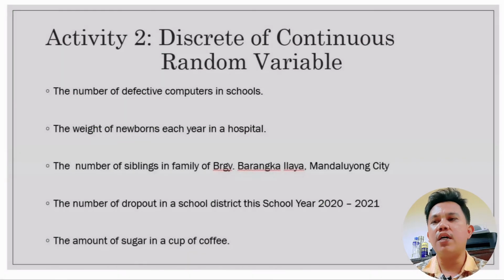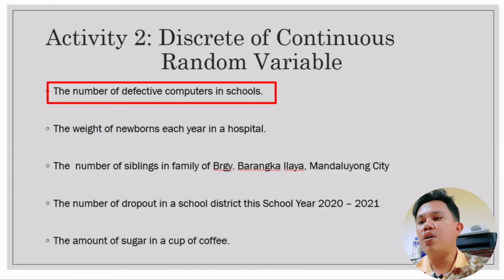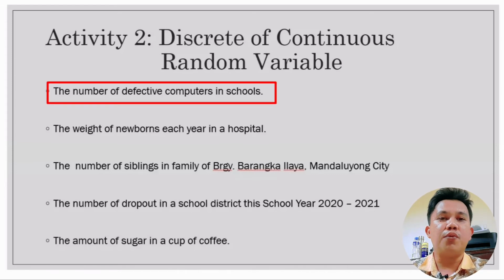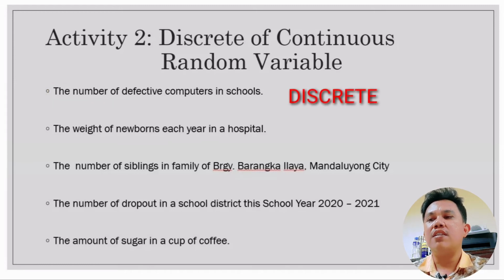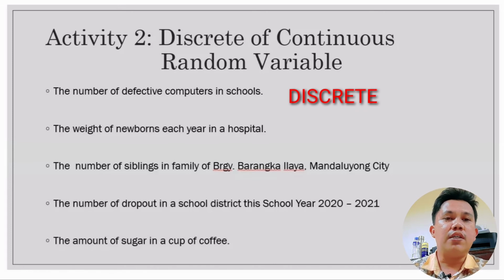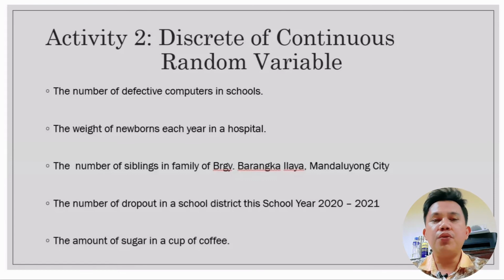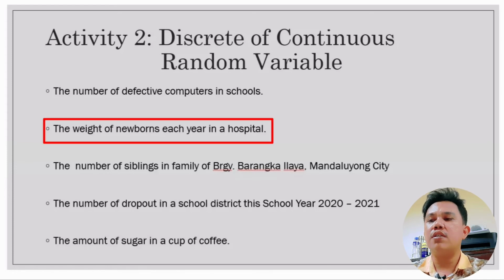So, sa activity number 2 natin is, we're just going to identify if the following random variables is an example of a discrete or a continuous. So, number 1, the number of defective computers in schools. So, what do you think is the answer? Yes, the answer here is discrete random variable. Kasi pwede mong ma-identify, pwede mong mabilang kung ilan yung mga defective computers dun sa bawat eskwelahan kapag pupuntahan mo or bibisitahin mo.